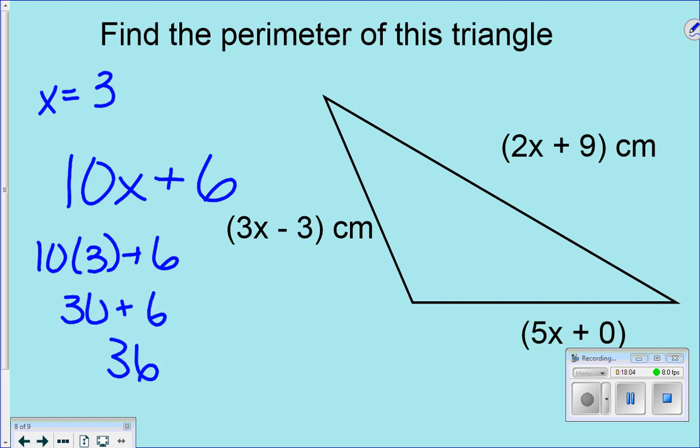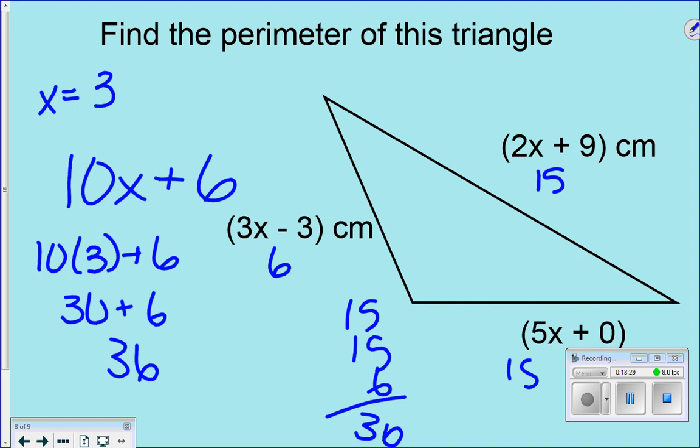Could I have taken x and put it in for all of these? Do you think so? Do you think I would have got the same answer? Yes, I would have. So if I put 3 in for here, let's see. So 3 times 3 is 9, minus 3 is 6, 2 times 3 is 6, plus 9, 15, 5 times 3 is 15. If I add all these together, guess what I get? 36.